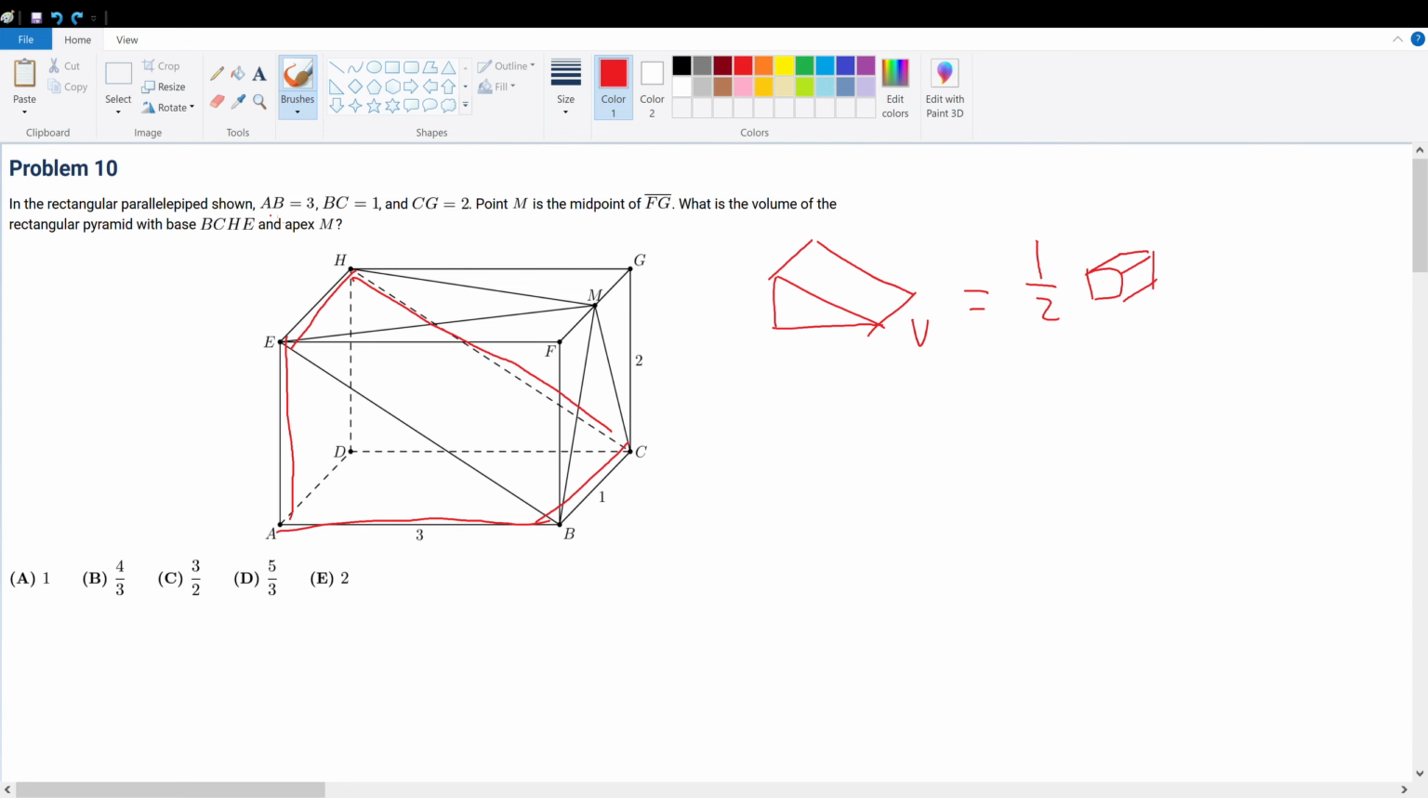So what is the volume, in other words, of this cube? Well, the volume of the cube, I'll do this in orange. The volume of this cube is the total volume, which is the same thing as the length times the width times the height, which are all given, which is 6. So half of that is equal to 3.